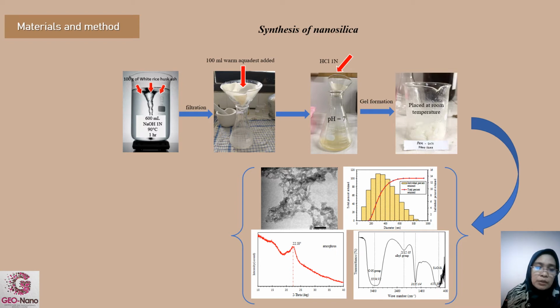This process dissolved sodium silicate, then 1 normality hydrochloric acid was added until the pH of the solution became 7. The nanosilica gel formed was aged for 80 hours at room temperature before being used in the preparation of geopolymer paste.